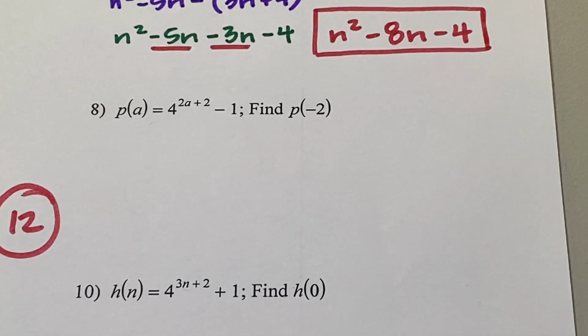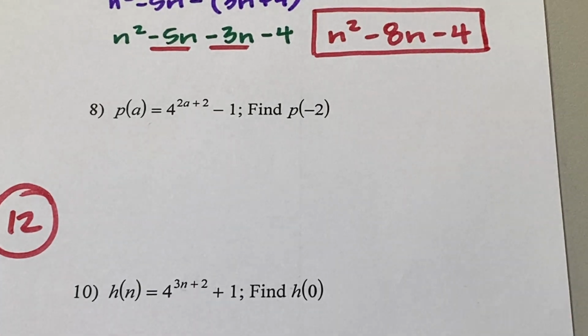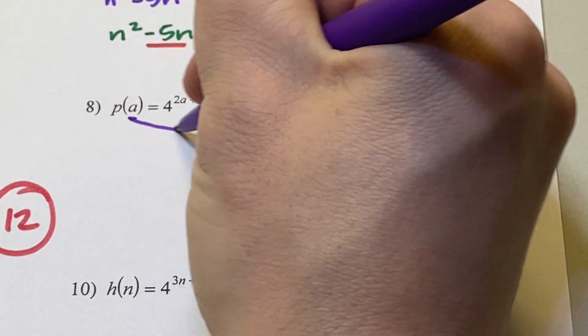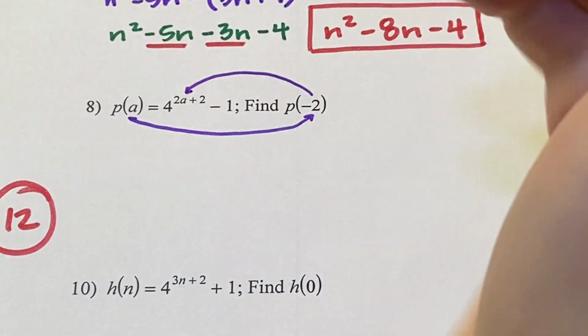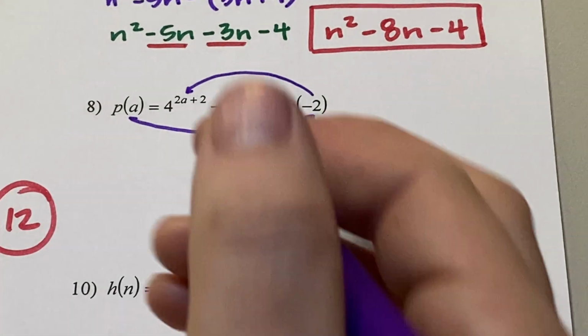Number 8. We are given our function p of a. What are we replacing a with? -2. Good job. Used to be a, now it's -2, which means we're taking that -2 and just plugging it into our little a spot. Okay, so let's go ahead and do that.